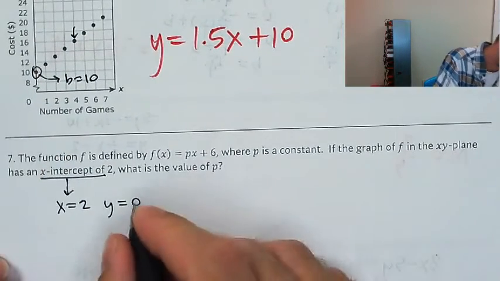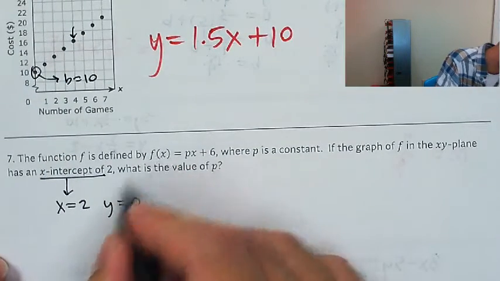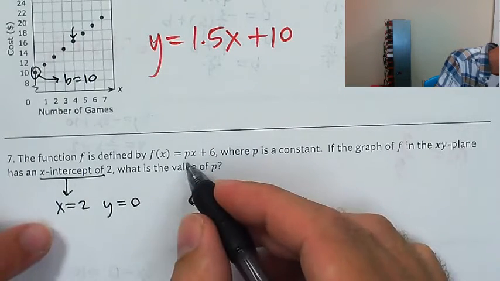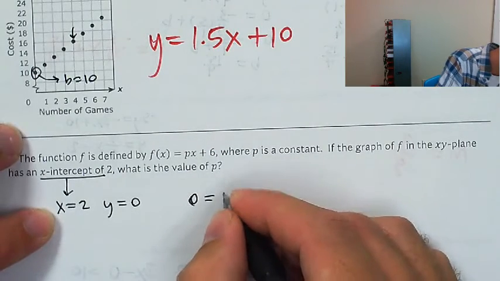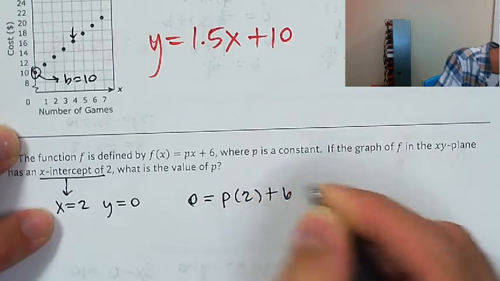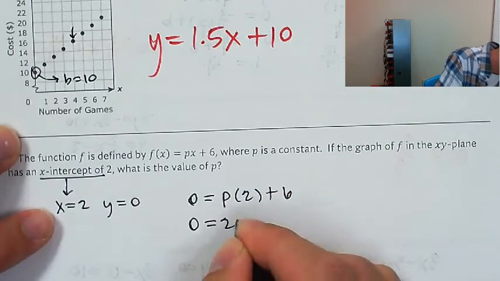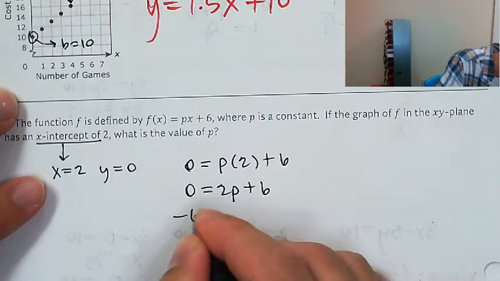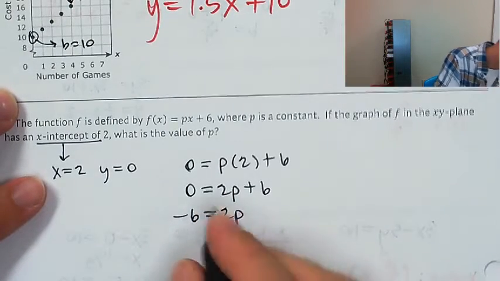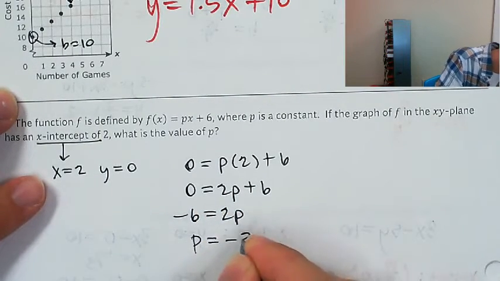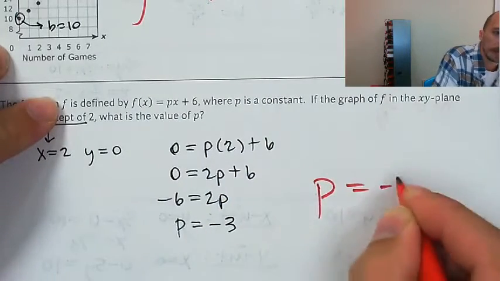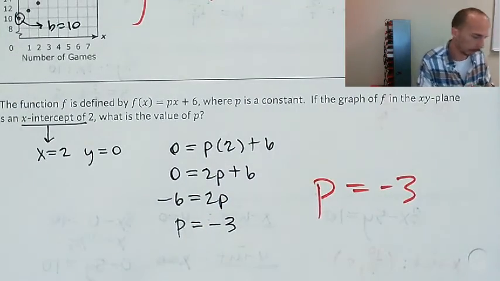So what we're going to do is we're going to plug this into the equation, and f of x just means y. So 0 equals p times x, that's going to be p times 2 plus 6. And so 0 equals 2p plus 6. We will subtract 6 from both sides. And we will divide both sides by 2. And, whoops, usually been writing the solution in red here. That's p equals -3.